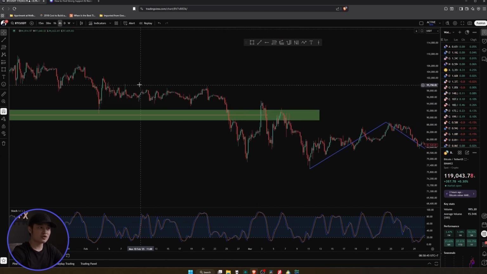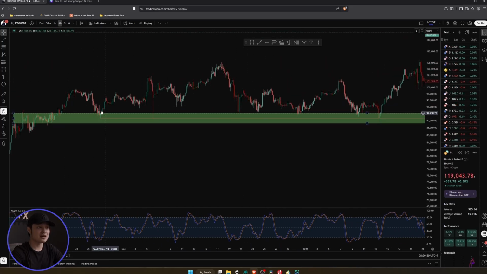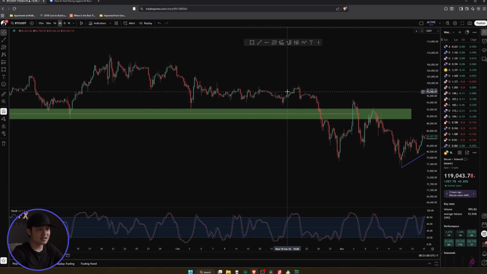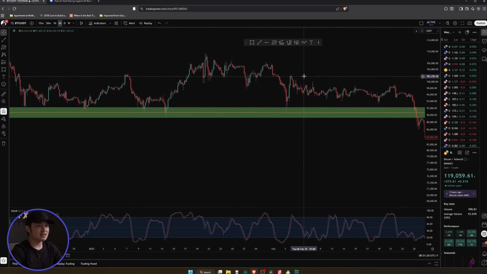A very strong support can be determined when there are multiple touches in the last support right here. 1, 2, 3, 4, 5, 6, 7, 8, and then the last one, the 9th one, it failed to retouch. But after the price breaks the support zone right here, the price retraces back to the support zone, and it can continue its bearish momentum. Okay, that is the support.